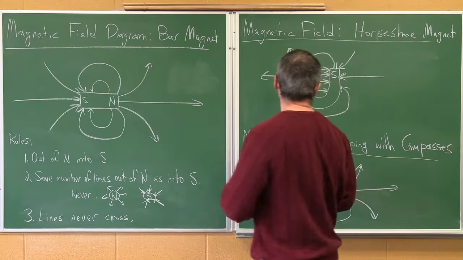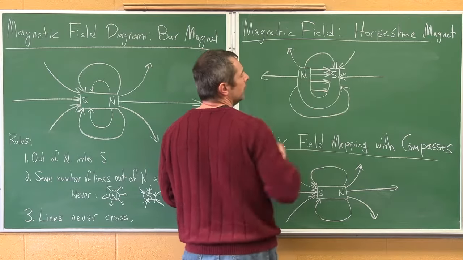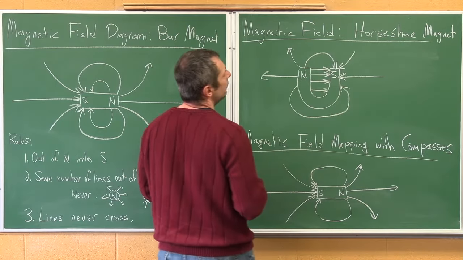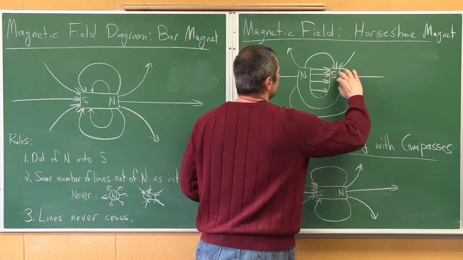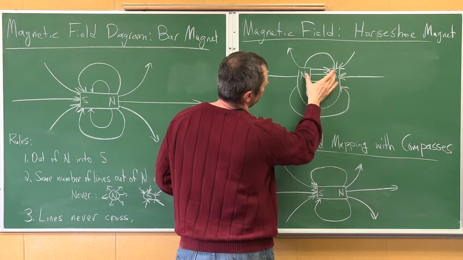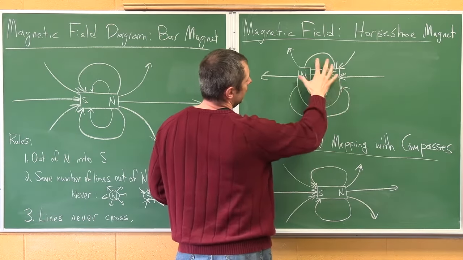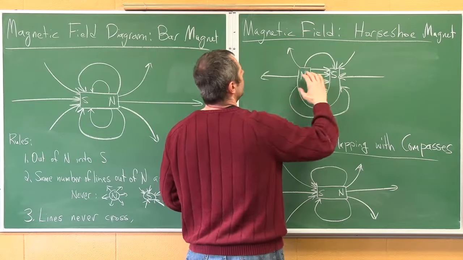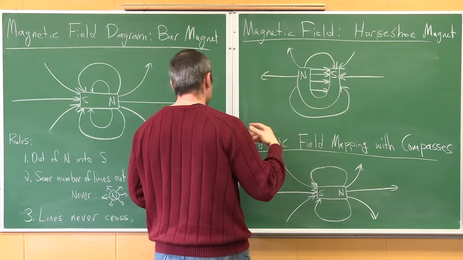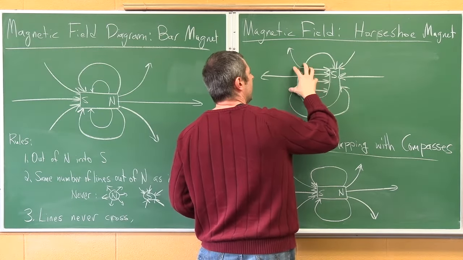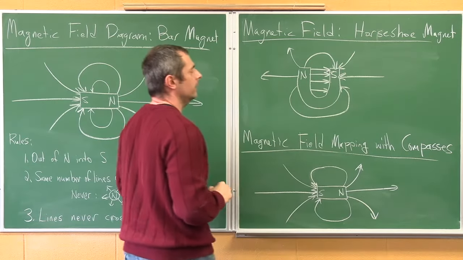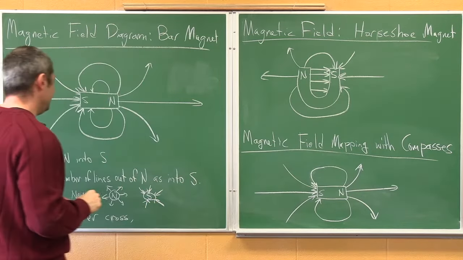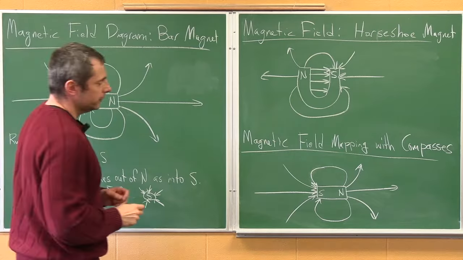All right, the horseshoe magnet. So it's shaped like this, like a horseshoe. There's a north and a south pole. The field lines come out of north into south, so they kind of go straight across in the region between the horseshoe bar here, and then they curve elsewhere. But again, if you tallied up all the field lines coming out of the north, they equal the same amount going into the south, and the lines also never cross.